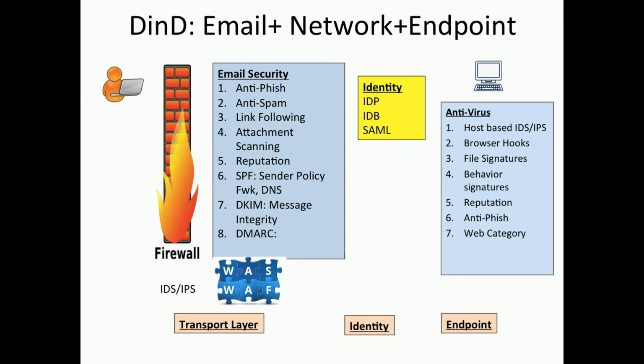So at this point, I was trying to make a single slide. Defense in depth became DiND: email, network, endpoint. A whole lot more things have come around. You have anti-phishing, which is looking for Hamming distance, looking for claims of URLs where the actual body goes somewhere else, especially if we know the certificate is somewhere. Anti-spam, link following, attachment scanning, reputation, sender, SPF, basically the sender policy framework, which is in the DNS, DMARC, DKIM, a whole lot of technologies.